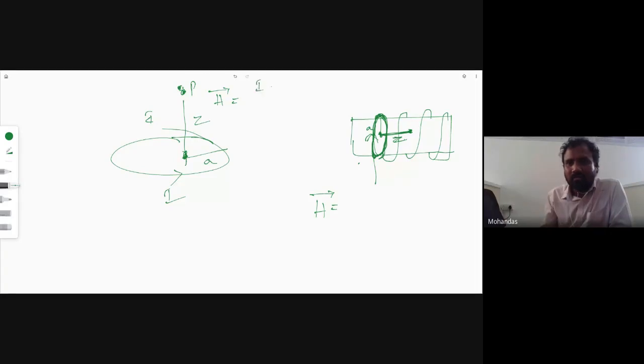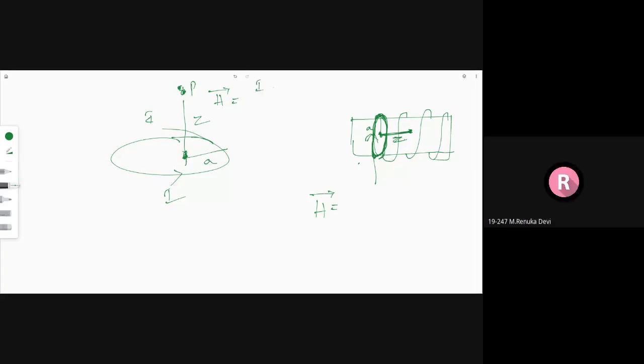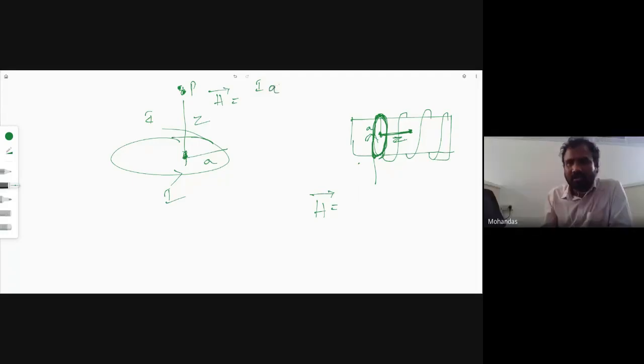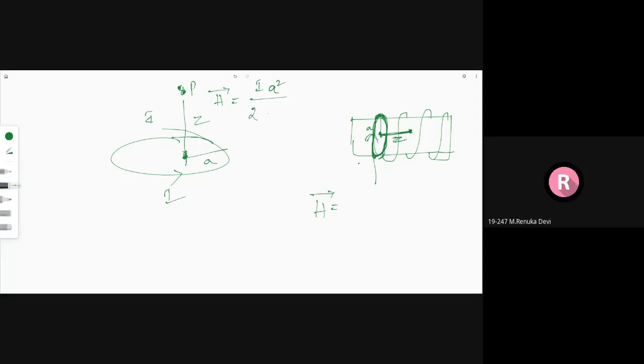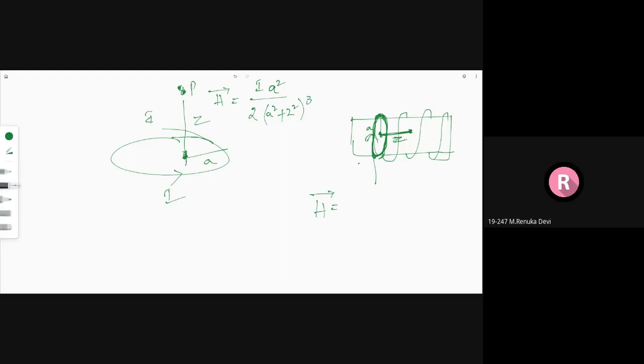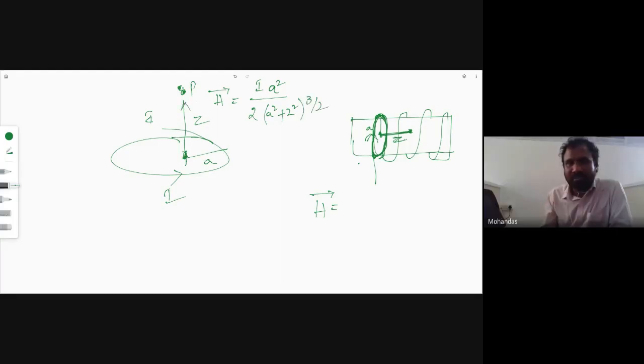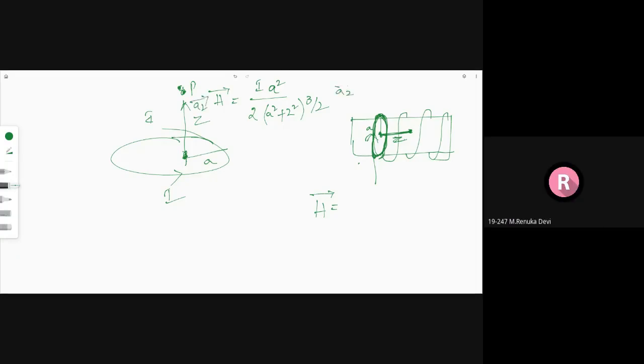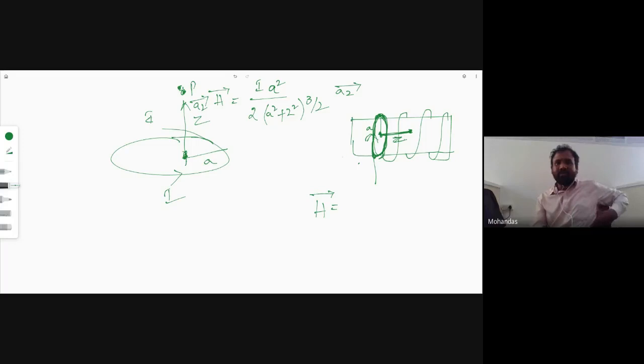I into a square a_z bar, divided by 2 into (a square plus z square) whole to the power of 3 by 2. Very good. In the direction of what? The axis of the loop. What is the axis here? The z axis, a_z. Okay. This is due to only one circular loop.